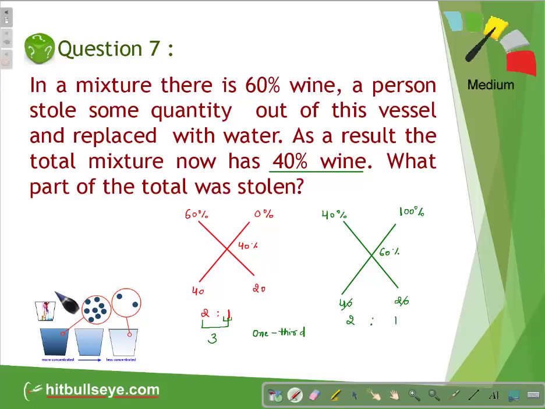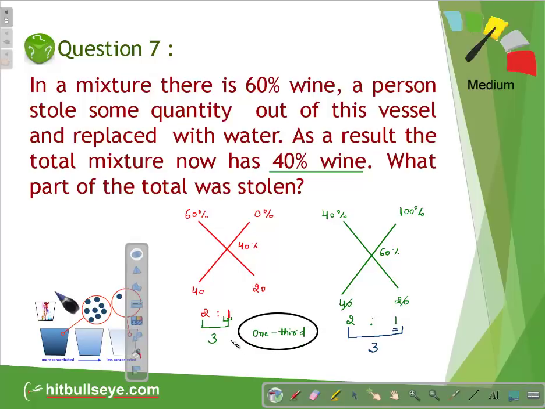Again, students, this one portion that has been replaced is a part of this total 3. So what becomes your answer? Your answer again becomes 1/3 only. Right, students? So in both the cases you can see the answer remains 1/3 only. Let's go to the next question.